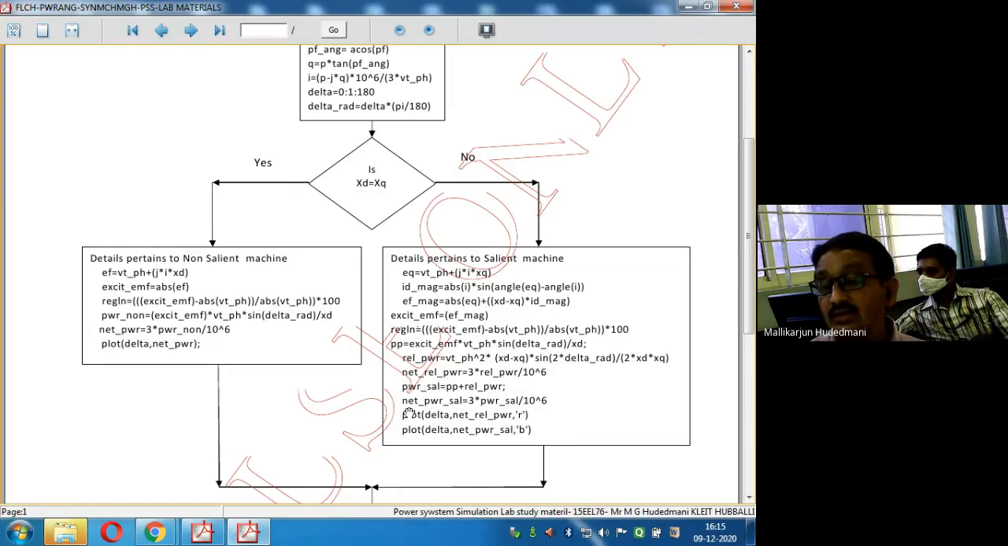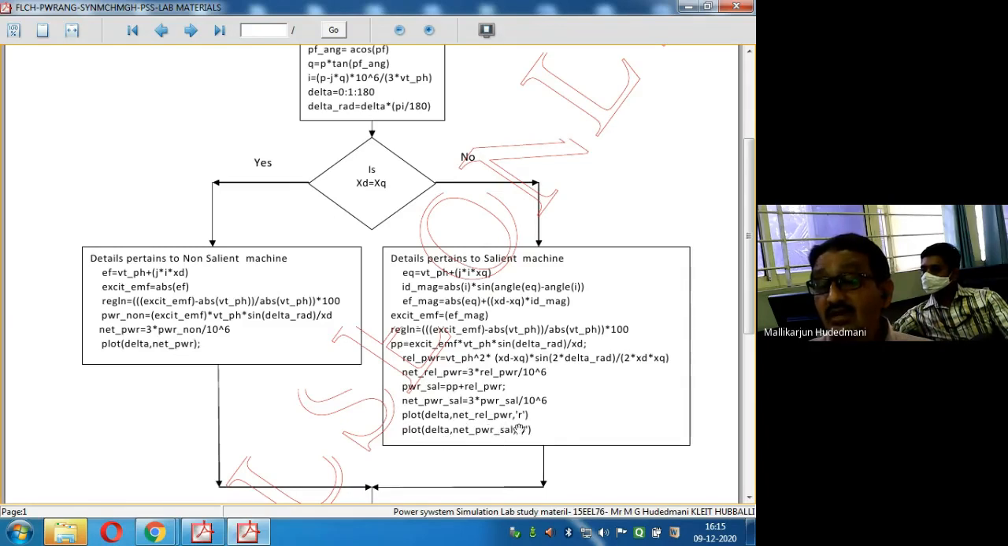I am doing the same thing. Net power of the salient pole machine equals 3 times the power per phase. Power per phase of the salient machine equals the sum of these two, PP and reluctance. I did these two additionally and separately because I want to plot. Like this, when I plot delta with net power, here I have two kinds of power: delta with reluctance power, and delta with salient power.